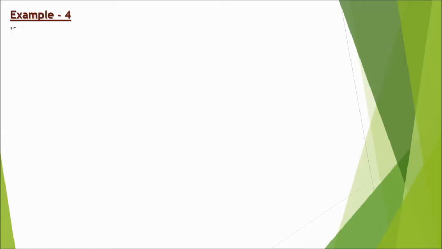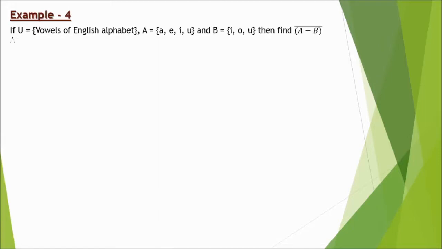You can see the question. Vowels of the English alphabet: A, E, I, U is set A, and I, O, U is set B. Then we have to find A difference B complement, and show that in Venn diagrams. Let's see the solution. Very easy. There are two operators: the difference operator, and the complement. So we have to solve in two steps.